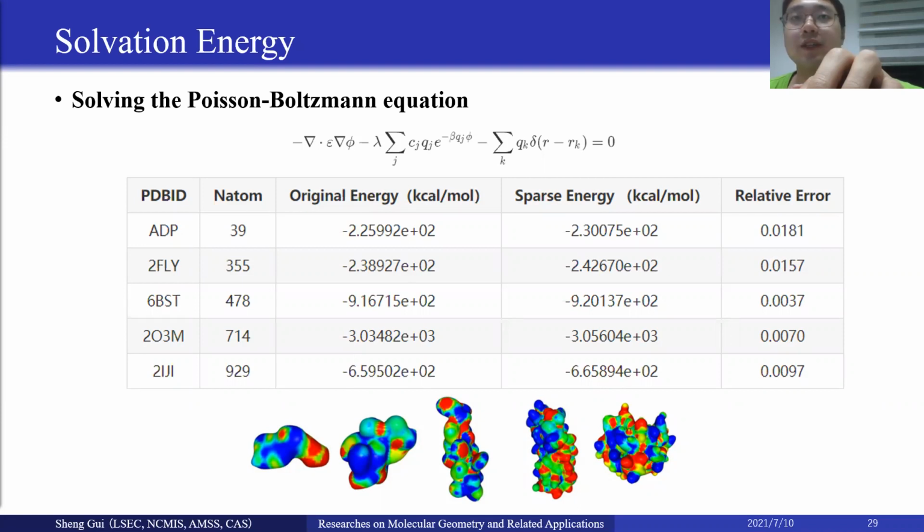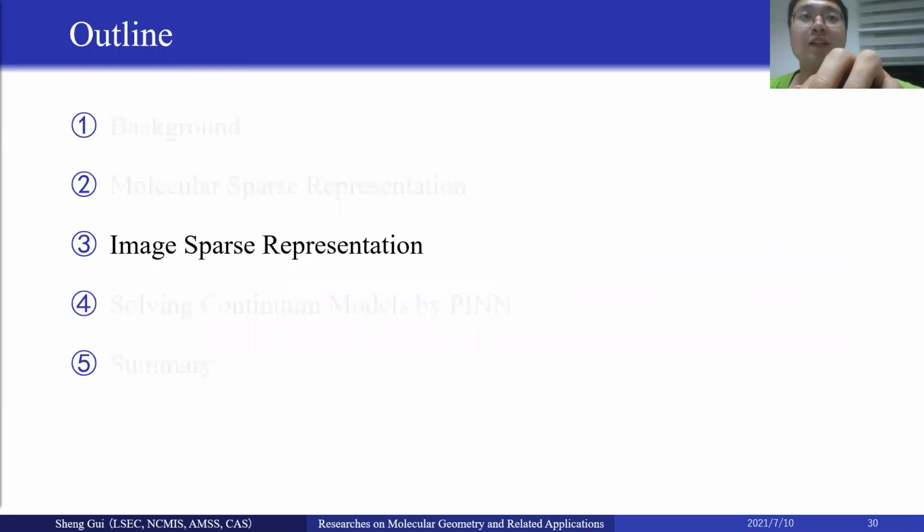This figure shows the computed electrostatic potentials mapped on the molecular surface. In the future, we can consider adding the charge information to the sparse representation. Furthermore, the sparse representation method is applied to the imagery fields.